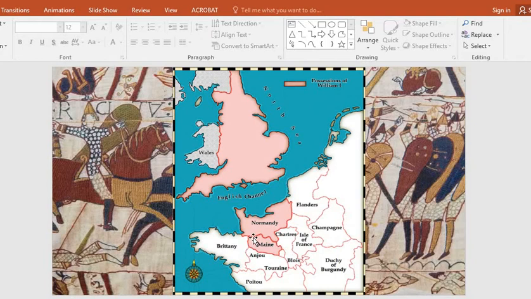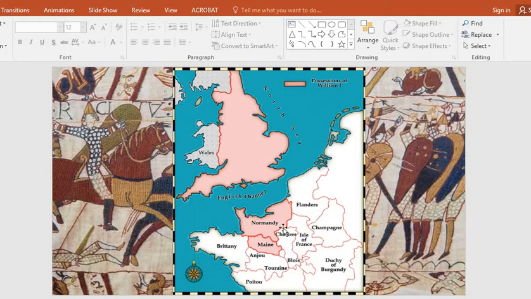He could not have considered invading England if Normandy had still been threatened. So what William, Duke of Normandy, has managed to do is all the areas around him that surround Normandy, he's managed to defeat them, and he's managed to ensure that they do not invade him. That is the only reason he feels safe enough to leave Normandy and cross the English Channel to invade England.